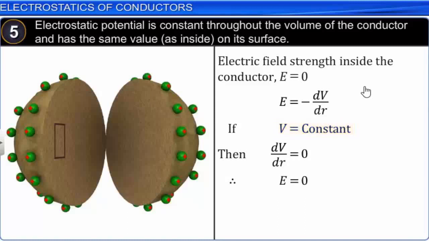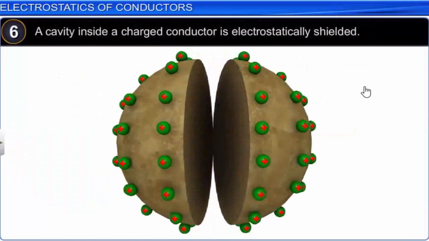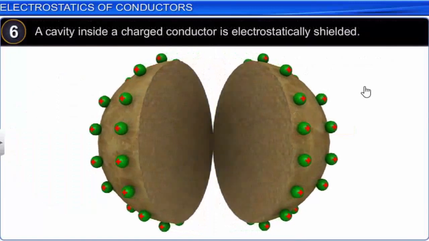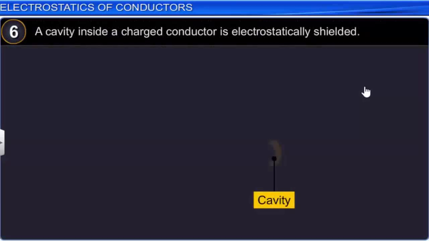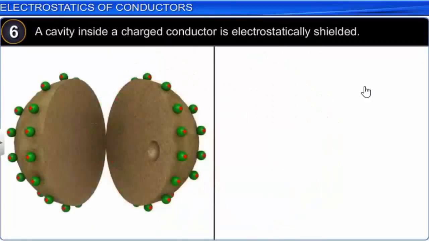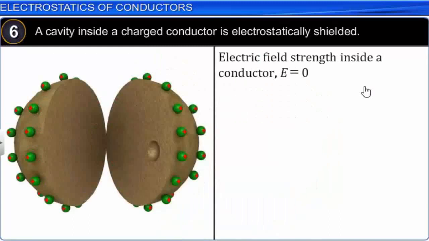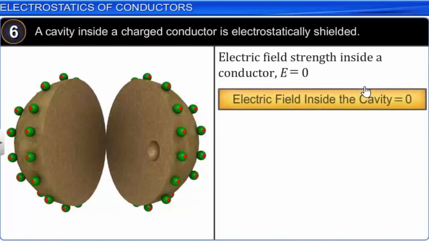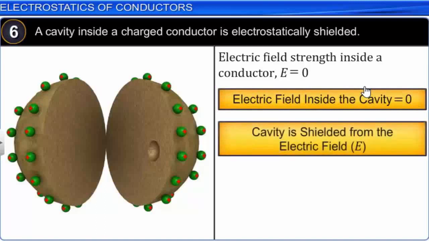Six. A cavity inside a charged conductor is electrostatically shielded. We know that the electric field strength inside a charged conductor is 0. Hence, irrespective of the charge and the electric field configuration outside the conductor, the electric field in the cavity inside the conductor is 0, and the cavity will remain shielded from the electric field. This is called electrostatic shielding.